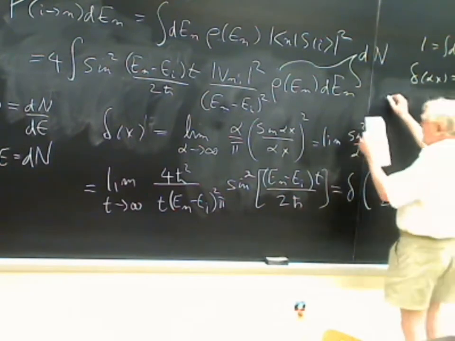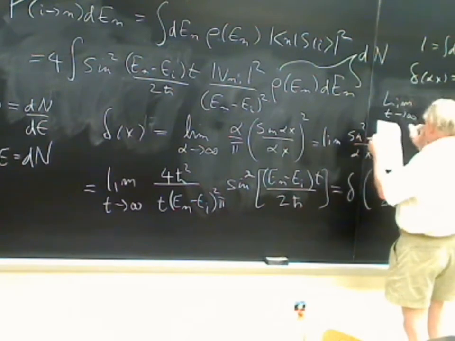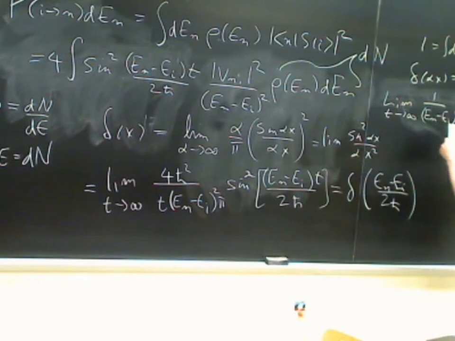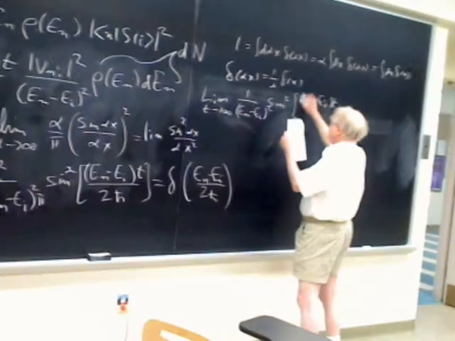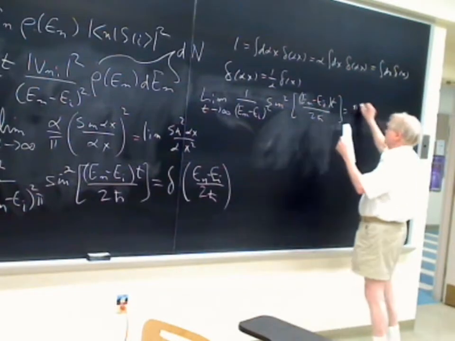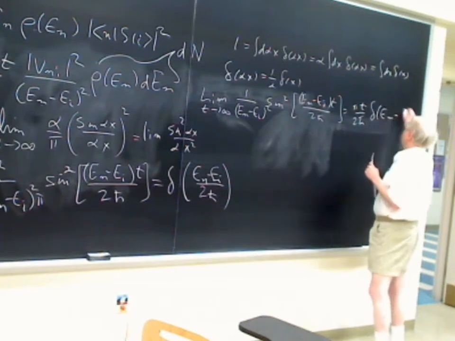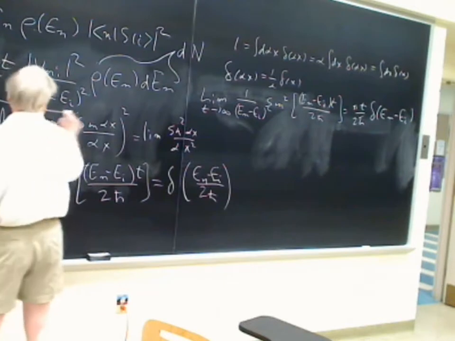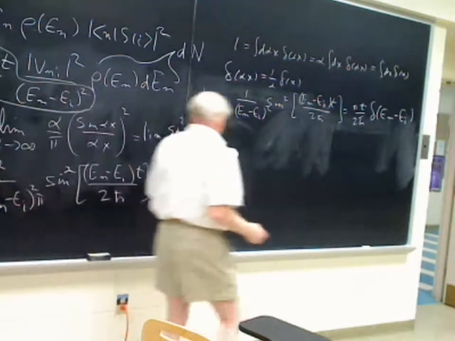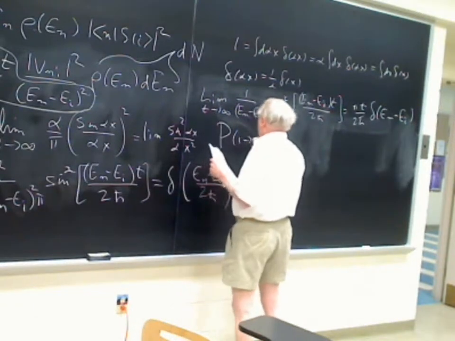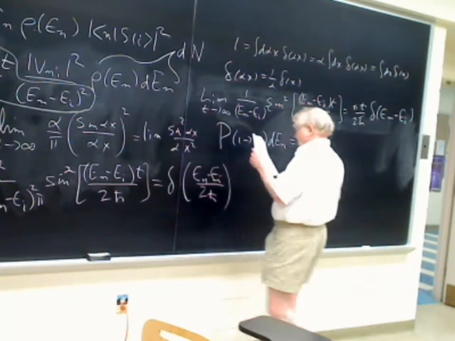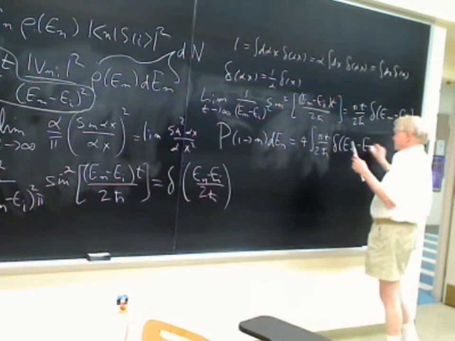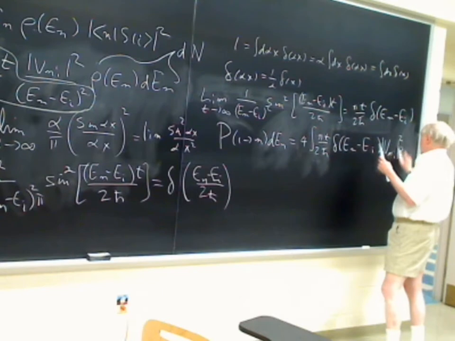So this expression here, another way of writing this delta function, is limit t goes to infinity of 1 over (E_n minus E_i) squared times sin squared of (E_n minus E_i) t over 2 h bar. So this is pi t over 2 h bar delta of E_n minus E_i. So in other words, I've just pulled out these terms, and that gives us the delta function. So that means that our probability i goes to n is equal to 4 integral pi t over 2 h bar delta of E_n minus E_i times the matrix element V_ni squared times rho of E_n.